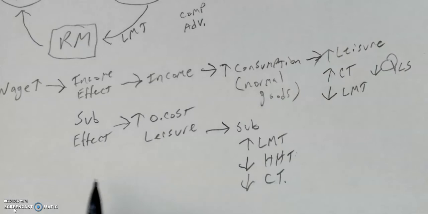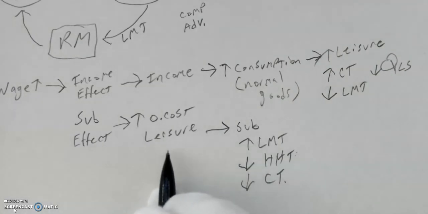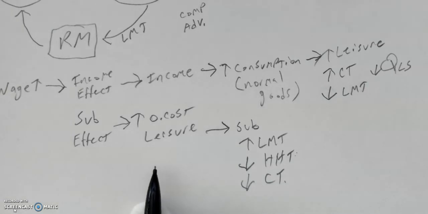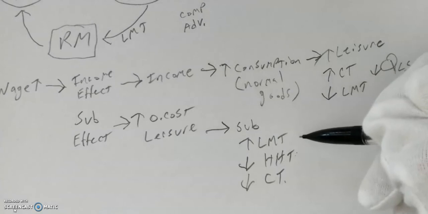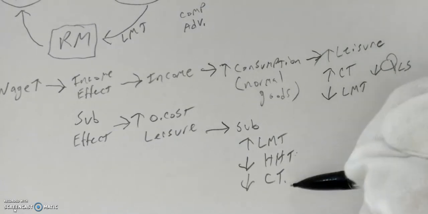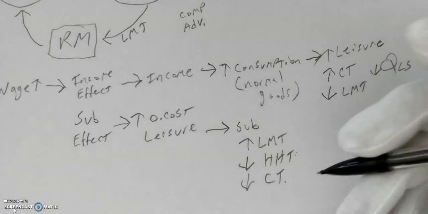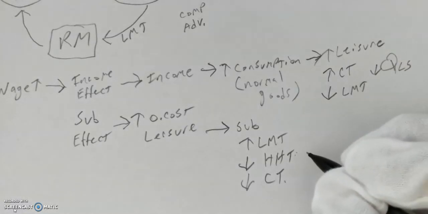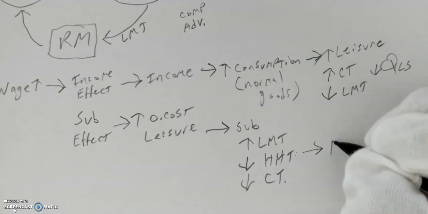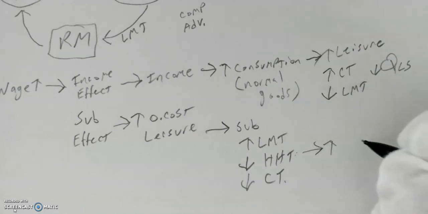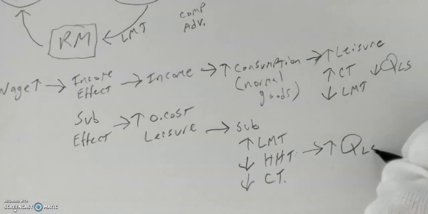So it's the same effect as before. Substitution effect of a higher wage leads to higher opportunity cost of leisure. So people move away from leisure towards more labor, but more specifically, they end up allocating away from household time and consumption time. Well, as they do that, we're going to see an increase in the quantity of labor supply.